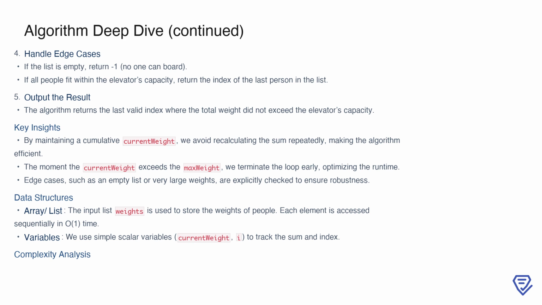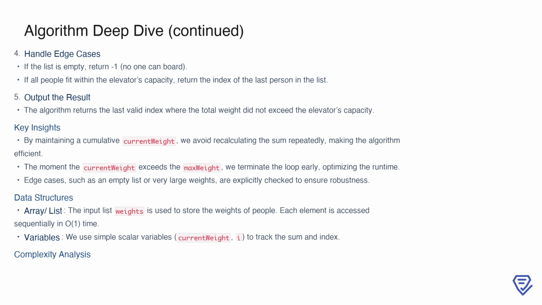By maintaining a running total of the weights through current weight, we avoid recalculating the cumulative weight repeatedly, which makes the algorithm efficient. Furthermore, terminating the loop as soon as the capacity is breached ensures that we save on unnecessary computations. The algorithm is robust due to these considerations, including checks for empty lists and handling scenarios with very large weights. The data structures involved are minimal, as the input list is accessed sequentially, and scalar variables track the weight and index.